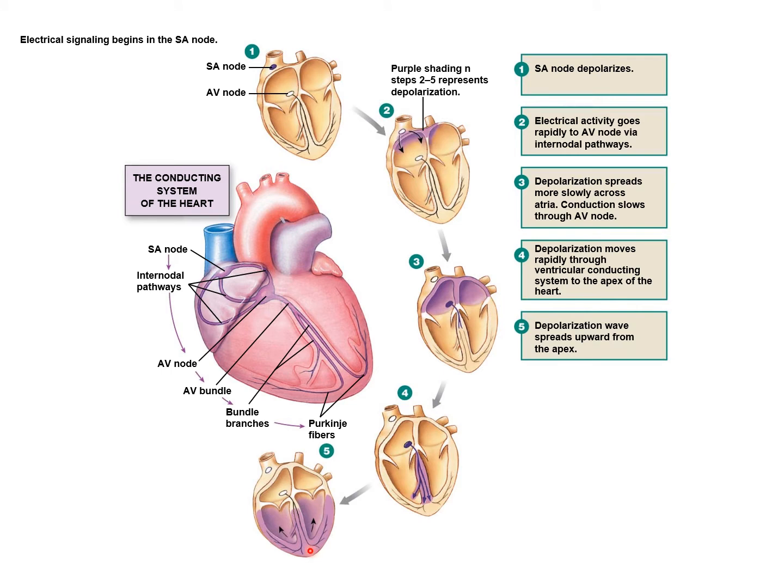So that depolarization wave moves up slowly, relatively speaking, from the apex of the heart this way, up along those Purkinje fibers, towards the base of the heart, squeezing the blood. So you have a depolarization, which you see on an electrocardiogram, and then you have systole, you have the contraction, which you don't normally see on an electrocardiogram.